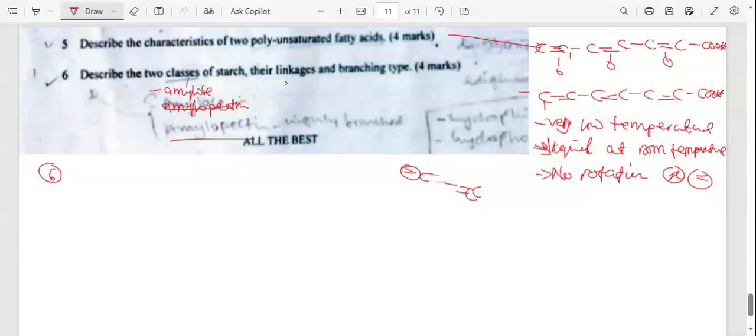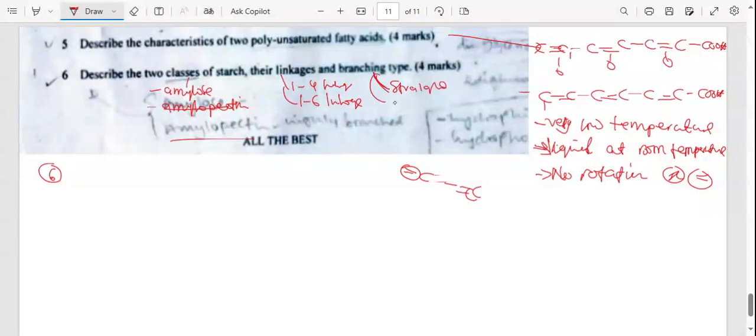So in terms of now their linkage, amylose is linked 1 to 4. So that's amylose. Then amylopectin is the one which is branched. So it will have what? 1 to 6 linkage. So the branching type, this one is what? It is not branched. It is straight. That is for amylose.